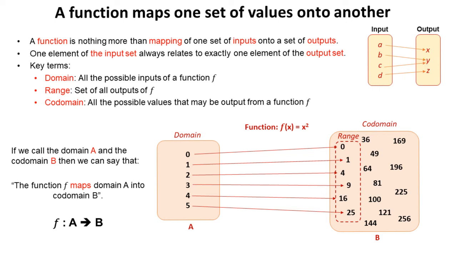Some key terms for you to understand here are domain, that's all the possible inputs of a function; range, that's the set of all the outputs; and codomain, all the possible values that may be output from the function. If we call the domain A and the codomain B, then we can say that function f maps domain A onto the codomain B, and we can write this in mathematical notation as follows.